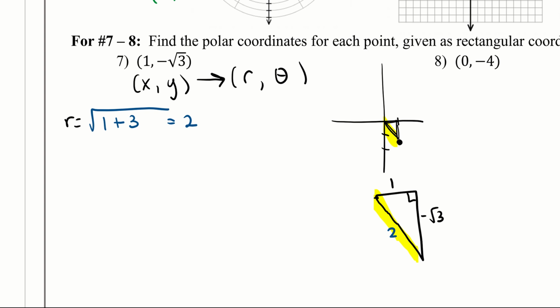Now this will always be a positive. We're always taking the principal square root. This formula will give you the positive radius. You certainly could write this in a different representation with a negative radius if you wanted to, but this will give you the positive radius.